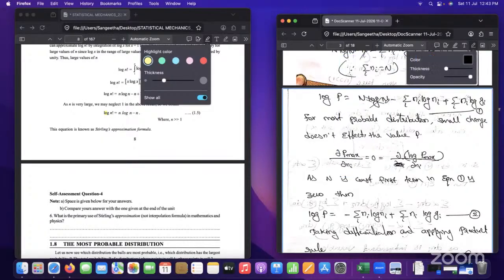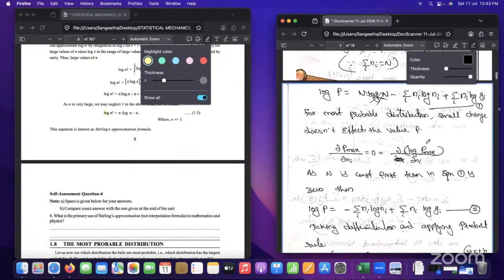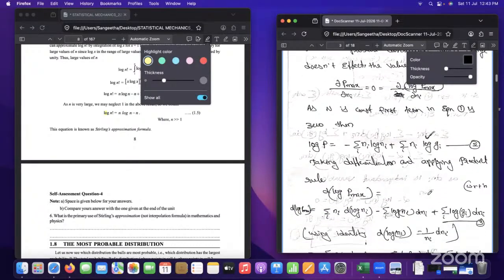This term is cancelled, and rewriting the equation again, that is equation 2. In equation 2, the first term is cancelled and I write the next two terms as they are. After writing the next two terms as they are, I make the first term a differentiation. Now I am differentiating this equation.